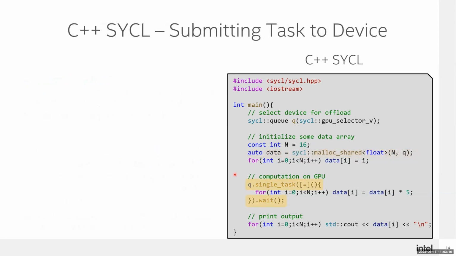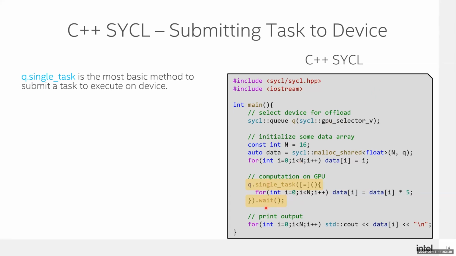And finally, the third thing is submitting the computation to the GPU. Currently we are doing that using what's called a single task. This is the simplest way to submit computation, where you can just wrap your entire code that was running on the CPU inside this single task, and this entire thing will execute on the device, which in our case is the GPU.